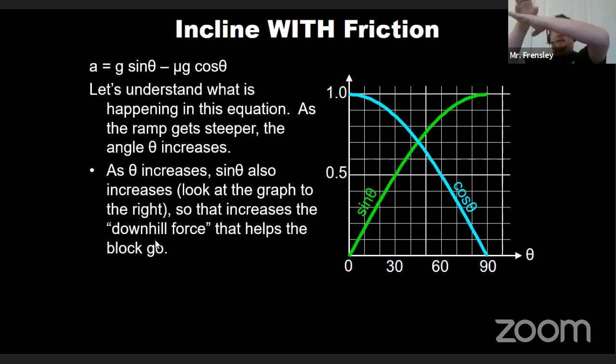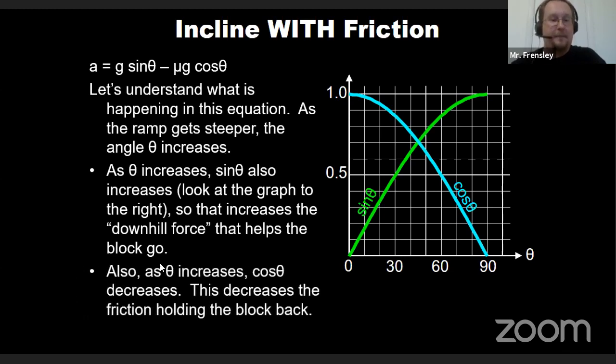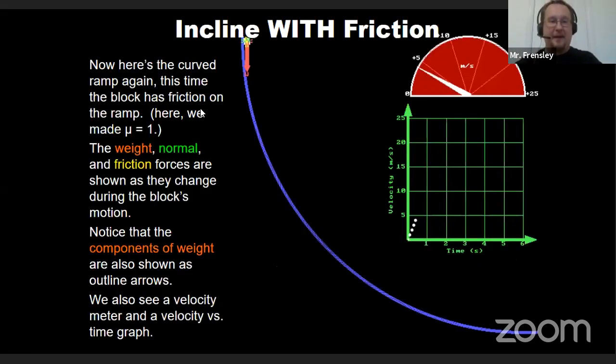So for something that's not very inclined, the box will not be inclined to go down the incline because the friction is going to hold it back. So as theta increases, less cosine, less friction. As theta increases, more sine, more downhill force. So I have an animation for that.